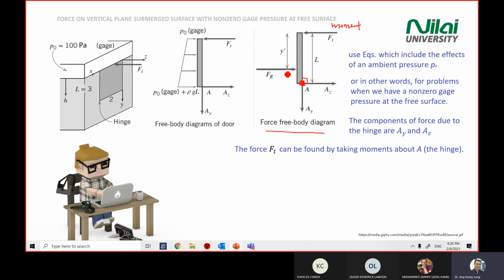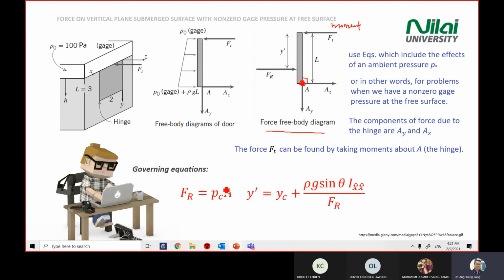So here you will get two moments. One is from the FR, then one is from the FT. So in this time, because we need to find the FT, we focus on FT. Yeah. So governing equation, we will use FR equal to pressure gauge times area, because the question gives us the pressure gauge here. And Y prime, we will use the YC plus the rho G sine theta I XX, or your second moment, divided by FR.